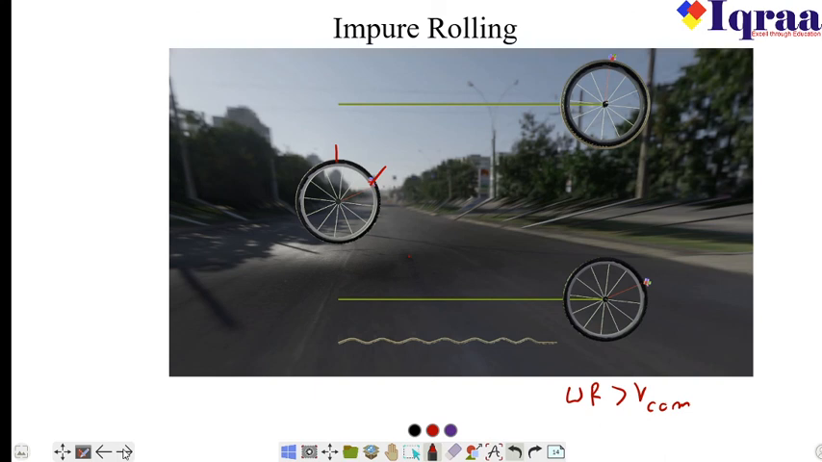So what we have seen is that for pure rolling, v center of mass is equal to omega r, and in impure rolling, v center of mass is greater than omega r for skidding, and v center of mass is less than omega r for slipping.